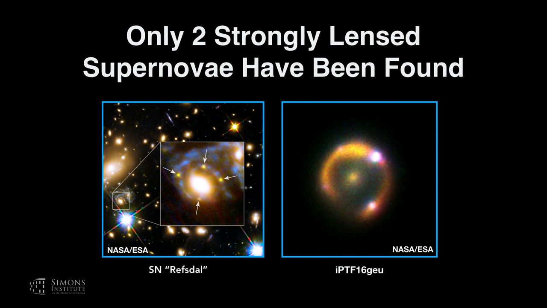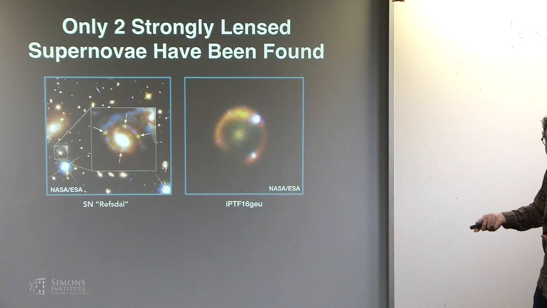Here they are. This is the whole field right now. This beauty is called supernova Refsdal. It was discovered with the Hubble Space Telescope. You can see this is a real astronomical image. There's this massive galaxy right here, and four images of the same supernova around it. And then the host galaxy is kind of this blue blob that's being distorted.